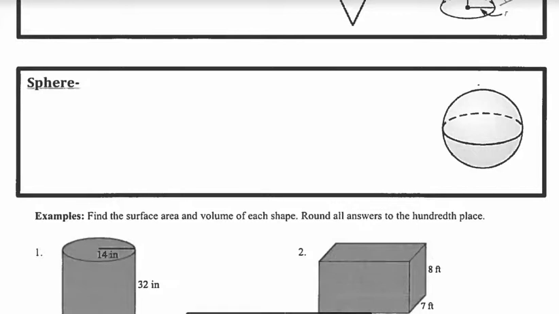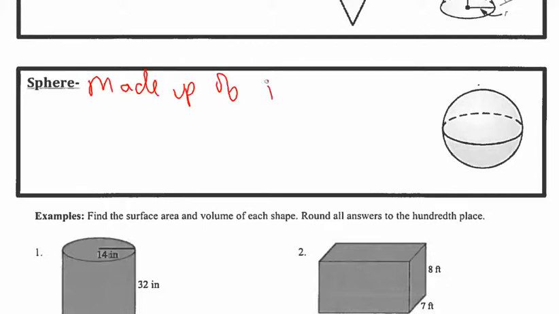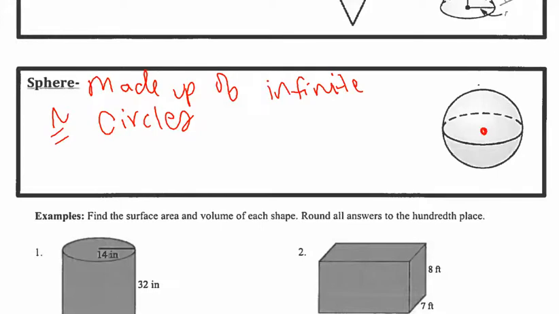And the last thing I want to talk about is a sphere. A sphere is just made up of an infinite number of circles. So an infinite number of congruent circles are in a sphere. And the other thing I really want to point out about a sphere is that all the points on the sphere are equidistant to the center. So that means I have so many equidistant radii, and they're all congruent.